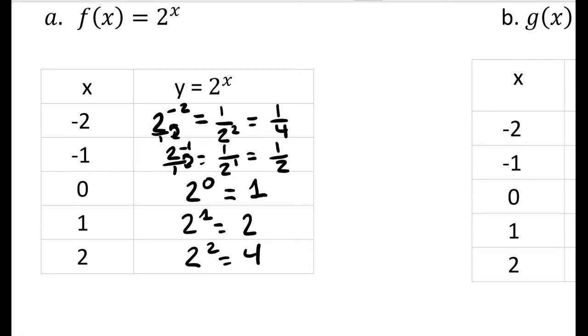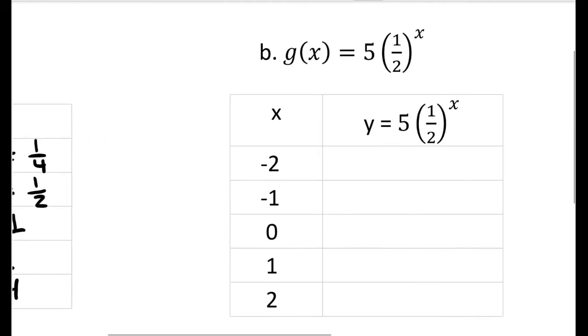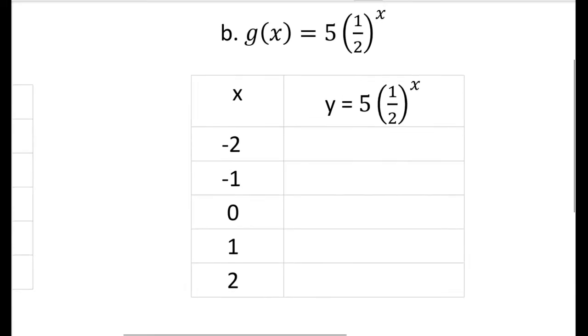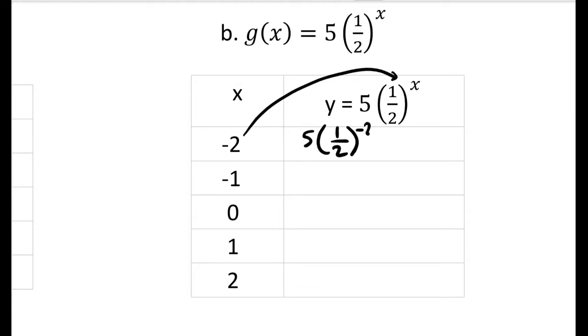So now let's go ahead and do our coordinates for the next function. So we have 5 times 1/2 to the x power. Again, let's plug in the -2 into the function itself. So we have 5 times 1/2 raised to the -2 power. Since we got a negative exponent, we're going to flip and forget. So this becomes 5 times, we flip the 1 over 2, now it's 2 over 1, which is the same thing as 2, but I'm going to write it as 2 over 1. And now we forget the sign, so it's going to be squared. We know that 2 squared is 4, so we have 5 times 4 is 20.